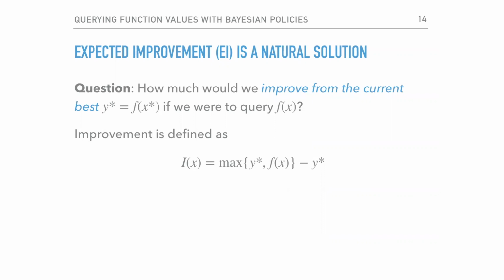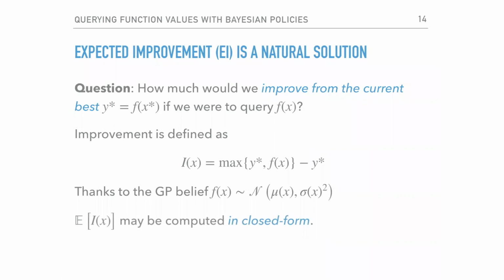But note here that we don't actually know what f of x is equal to. So we don't have a way to exactly compute I of x. But thanks to the GP that we have, f of x actually follows a normal distribution with a known mean and standard deviation. So what we could do is compute the expected value of I of x very easily.